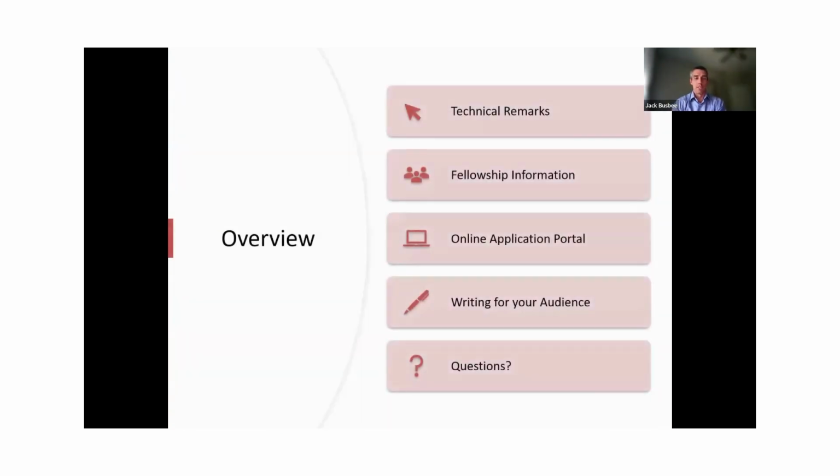So for today's webinar presentation, I want to do a quick review of the different things that we're going to be talking about. We'll kick off with some technical remarks, just in case you have any problems during this webinar, actions you can take. We'll review the fellowship. We'll also provide some insight on the online application portal. Some tips when it comes to writing for your audience, the panelists, the different reviewers, and then we'll also leave a good amount of time to answer your questions. We expect about 30 minutes or so to be able to answer any of the questions you may have. And if we do not get to your questions, please do write to us at info@naeducation.org.